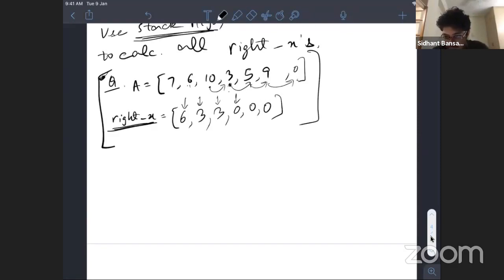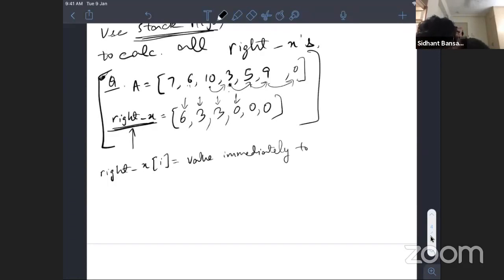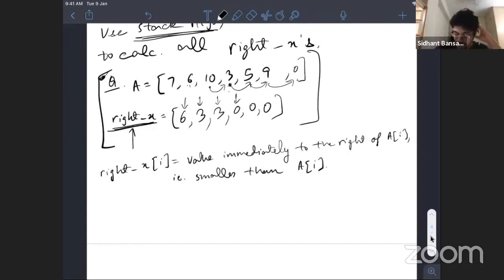Does everyone get this? Or should I repeat it again? What does right X denote? I'll write this here. Right Xi denotes the value immediately to the right of Ai that is smaller than Ai. So for 7, the immediate value to the right of 7 that's smaller than 7 is 6. For 6, the immediate value that's smaller than 6 to the right of 6 is 3, and so on.